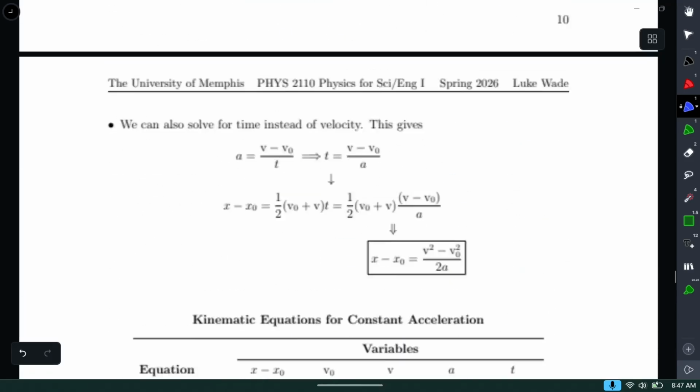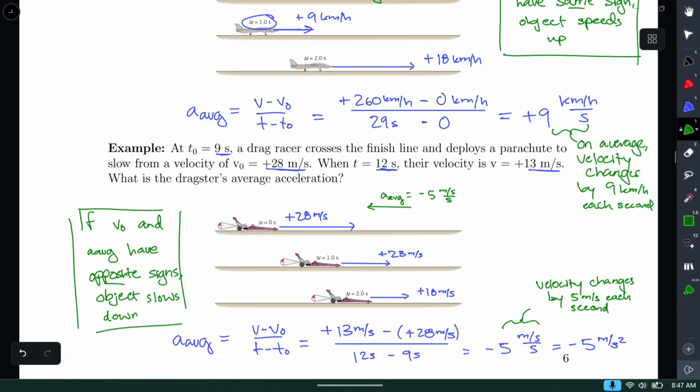All right, we're going to go back up here. You started at 28 meters per second. You experience an acceleration of negative 5 meters per second. How fast are you going 1 second later? 23 meters per second? 23. And then a second after that, 18. You're taking off 5 meters per second.